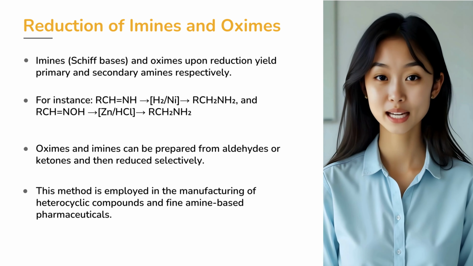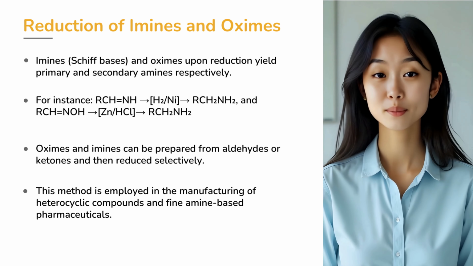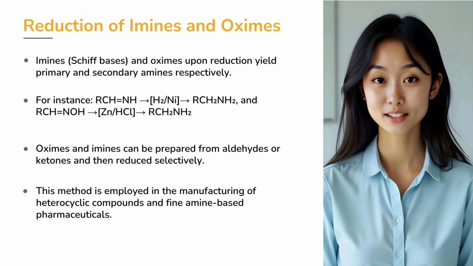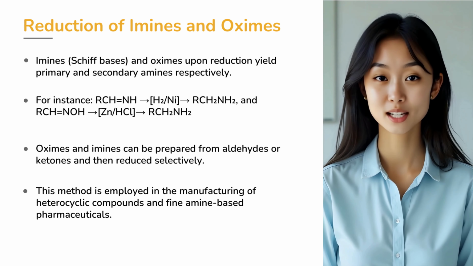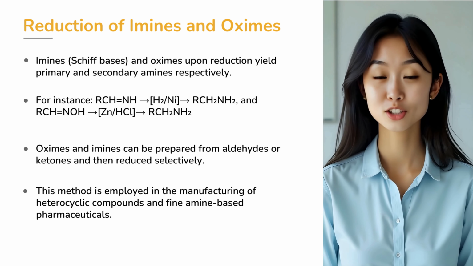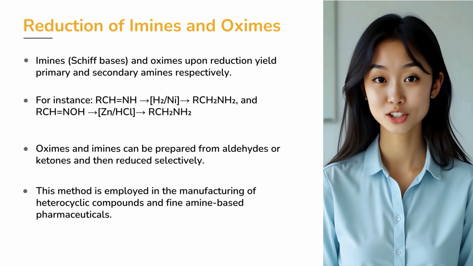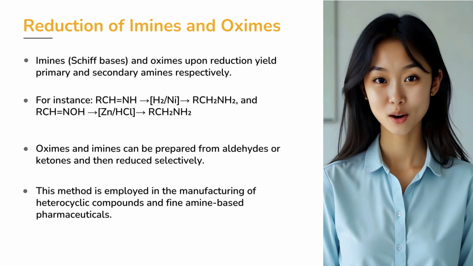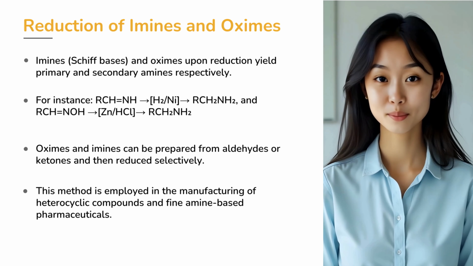Welcome back, organic storytellers. Beyond nitro groups and amides, imines and oximes are versatile intermediates that can be gently coaxed into amines. Imines, also known as Schiff bases, have a carbon-nitrogen double bond, while oximes have a similar structure with an additional oxygen attached to nitrogen.